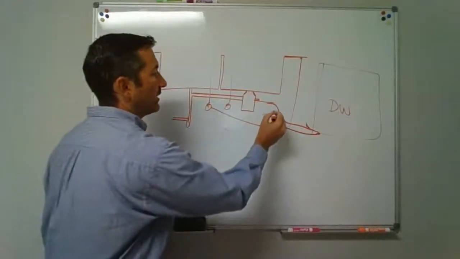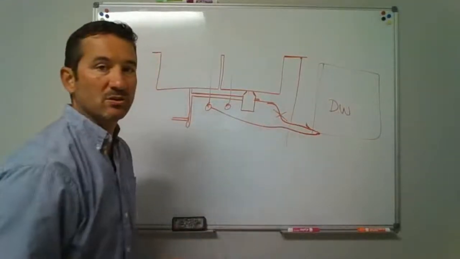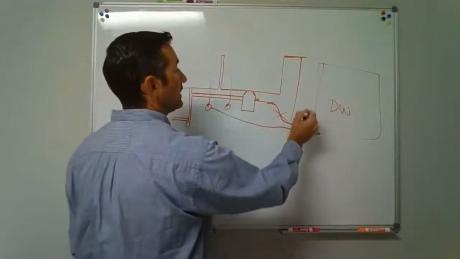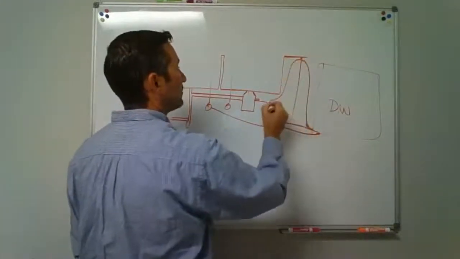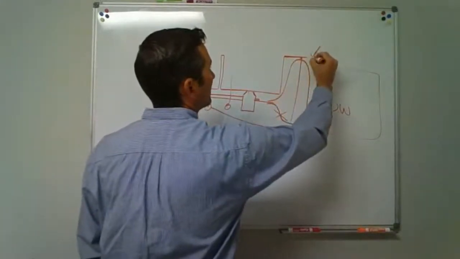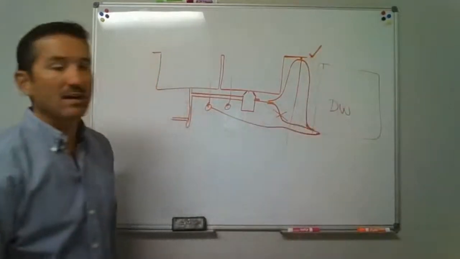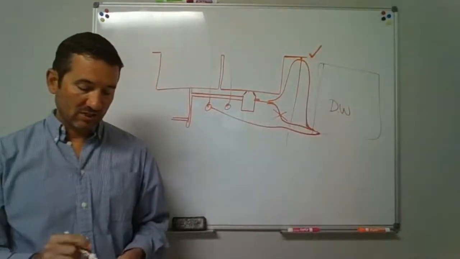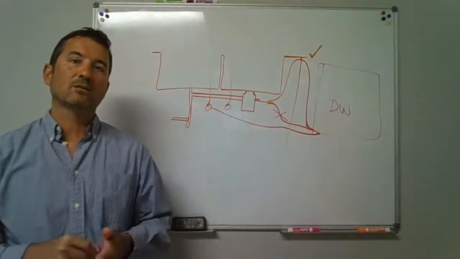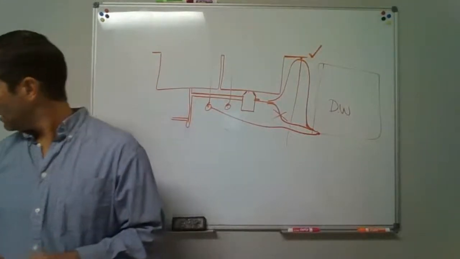That is incorrect right there. Okay, that's not supposed to go that way. You're supposed to bring it up, attach it, and bring it down. Check. That is the correct way of running that drain hose. So you'd have to take a look at that and say, hey, did mine get run properly or not?